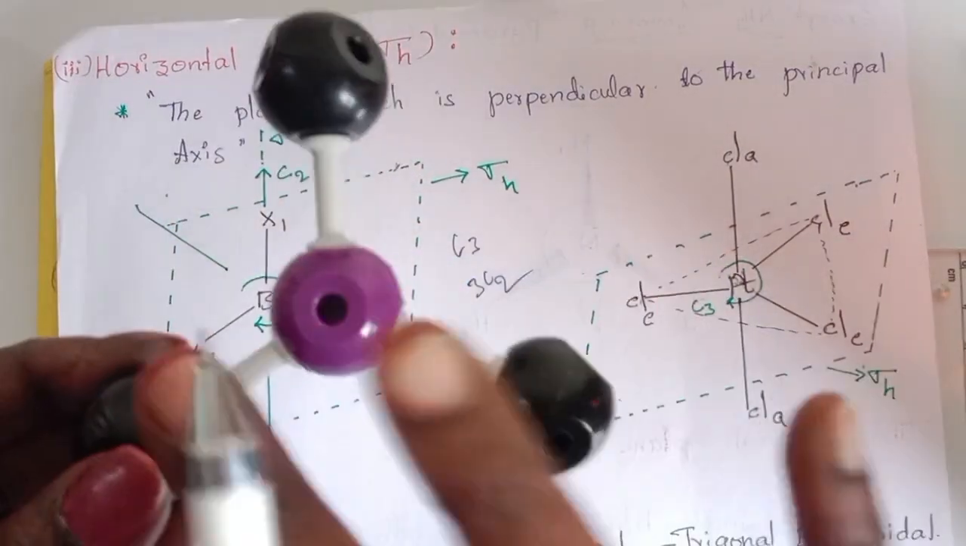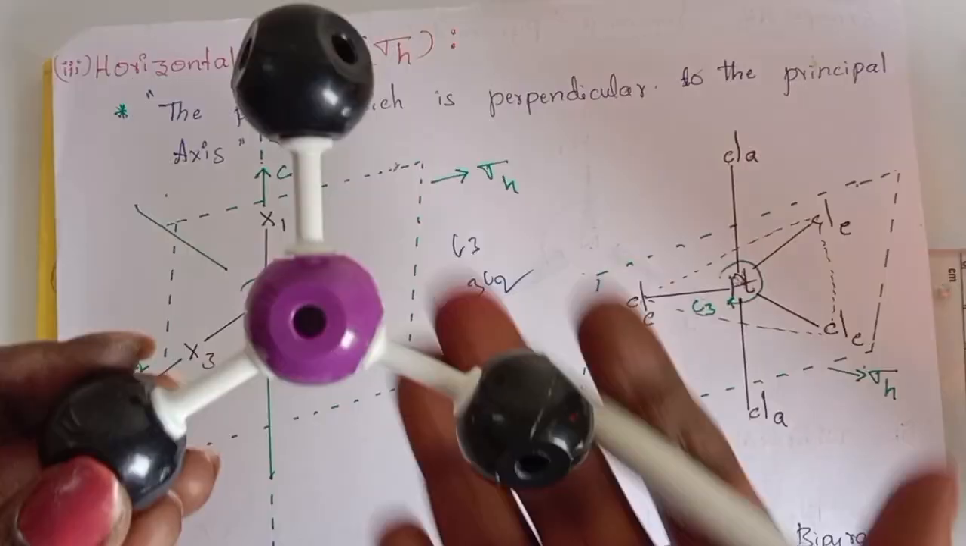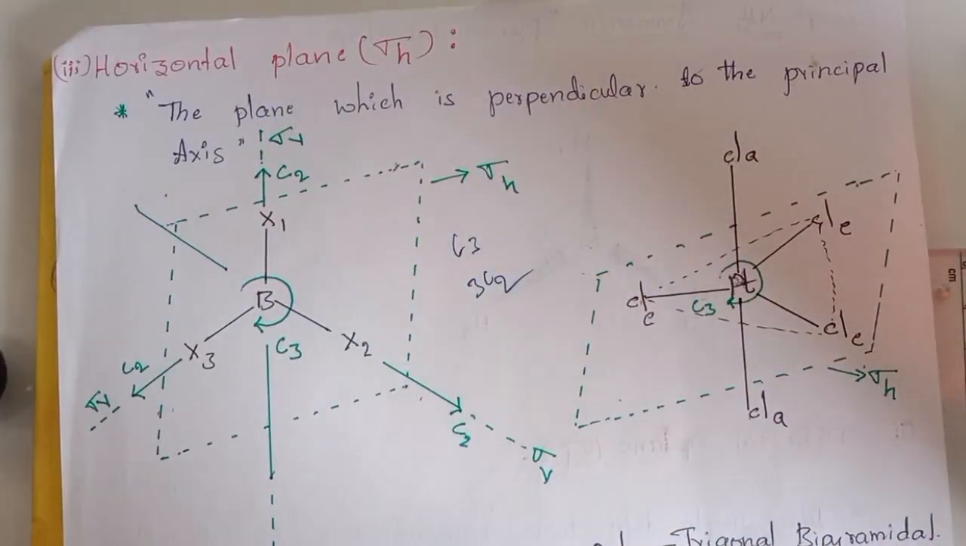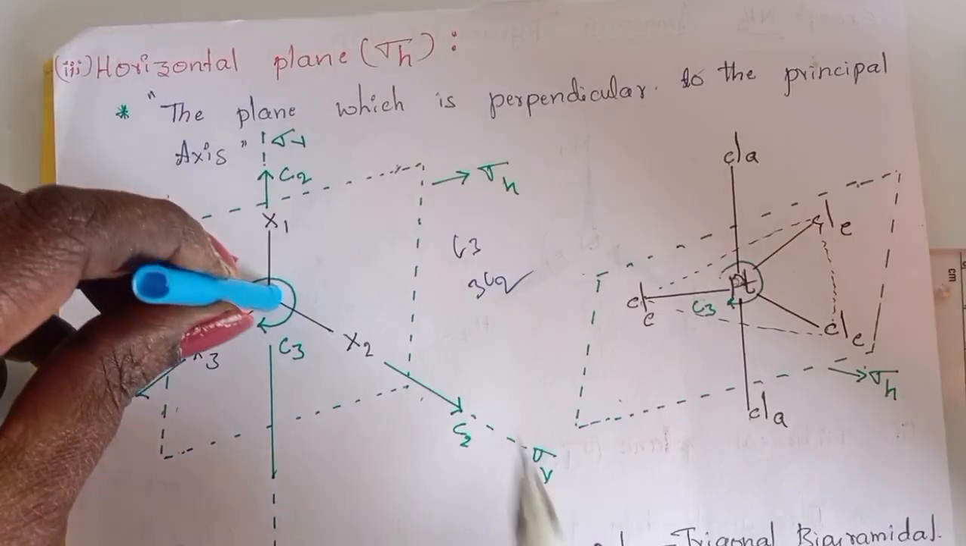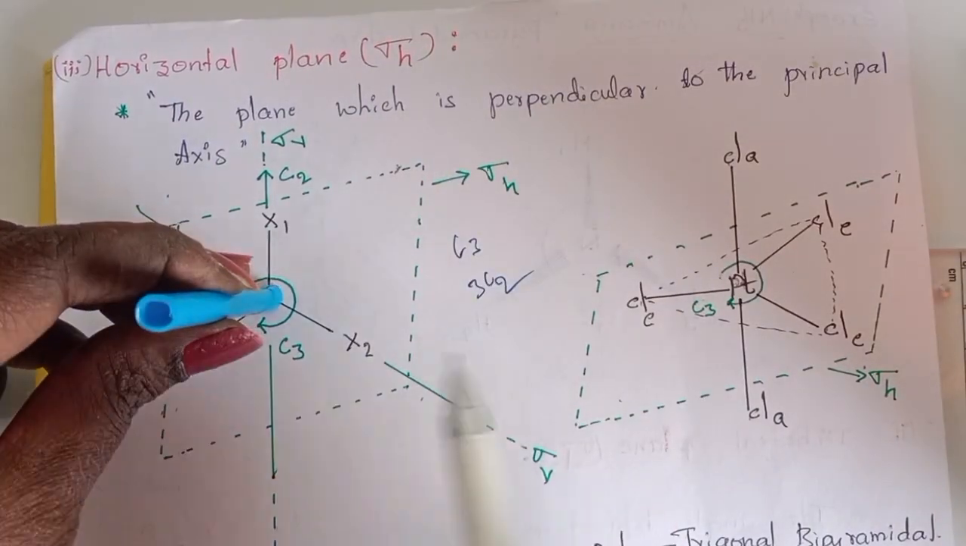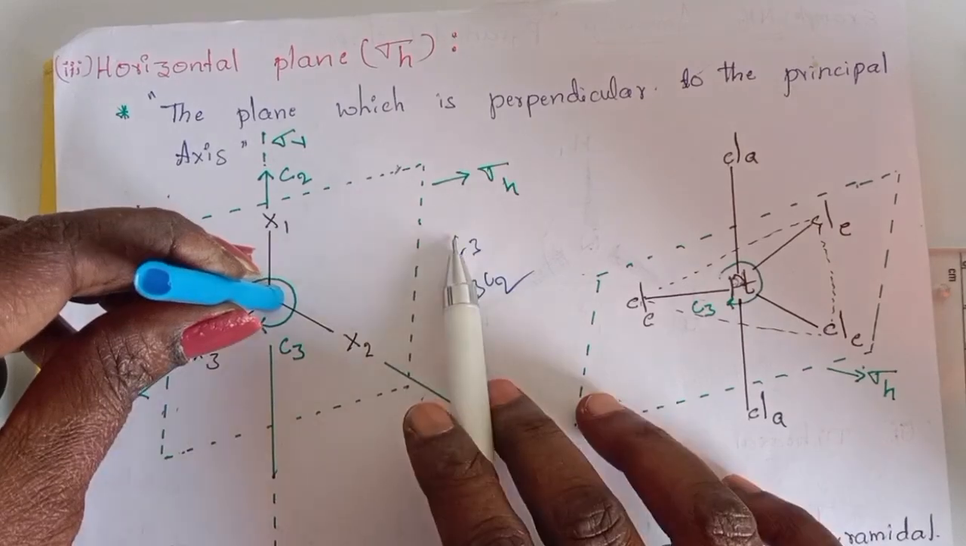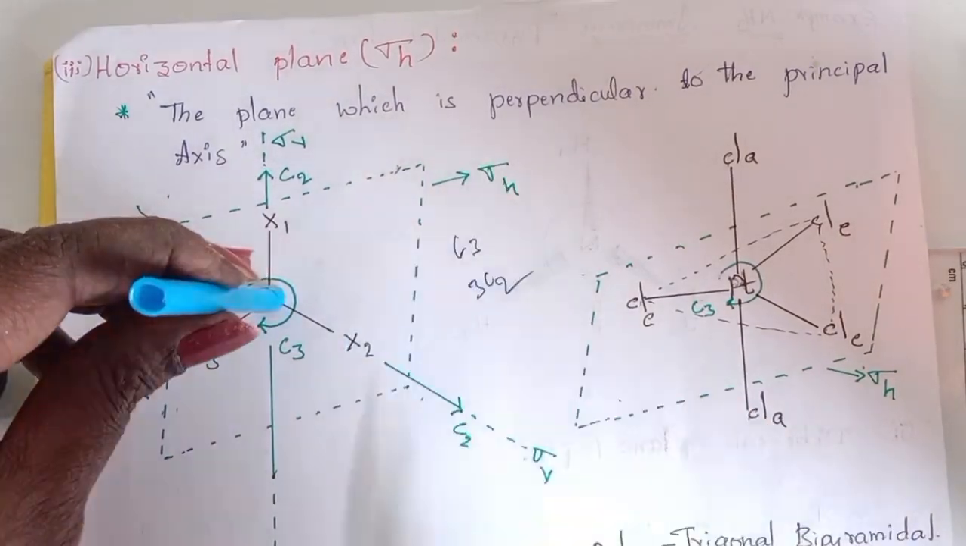Half of the part of the model will reflect at down, down will reflect at up. And this plane is perpendicular to the principal axis. This plane is in perpendicular relation, right? So it can be considered as sigma h.